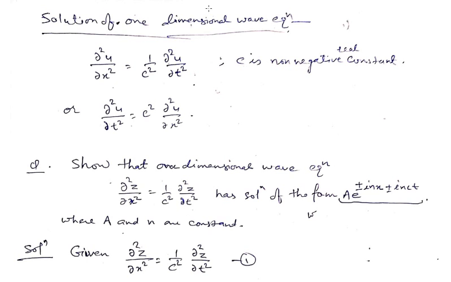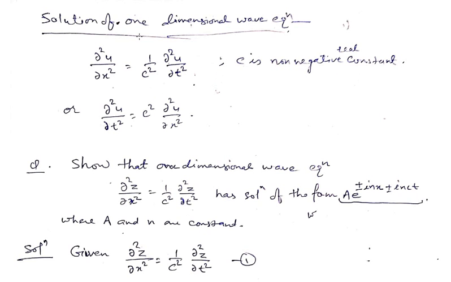Hello students, in this video we will discuss how to solve the one-dimensional wave equation. First we look at the general form of the one-dimensional wave equation. It's ∂²u/∂x² = (1/c²) ∂²u/∂t². Here x and t are independent variables, where u is the dependent variable, depending on x and t. And here c is a non-negative real constant.